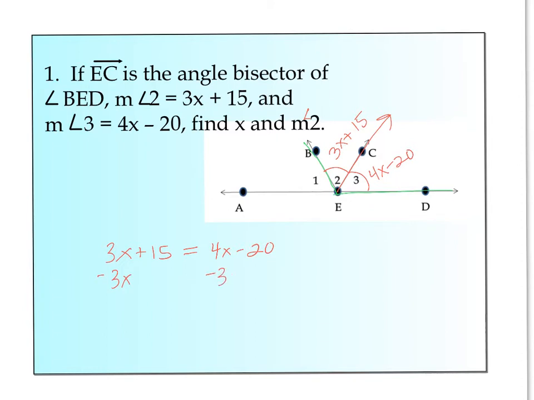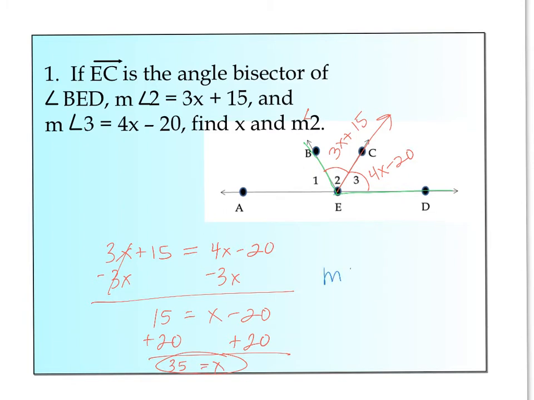I'm going to get the variables on the same side, minusing the 3x. I'm going to have 15 equals 1x minus 20, and then add your constant over to the other side, so add 20. So x ends up being 35. Now that is part of your answer. It says find x and the measure of angle 2.